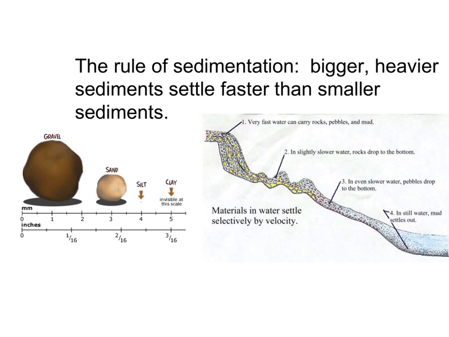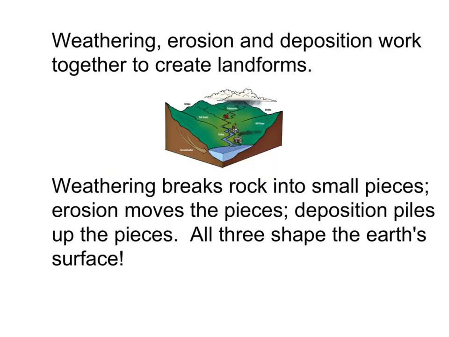One thing you should know about deposition of sediments is that generally bigger, heavier pieces will settle faster than smaller pieces that are more lightweight. And that makes sense. But that actually helps us to figure out what happens in a particular place because we can compare the sediment sizes that are left behind.